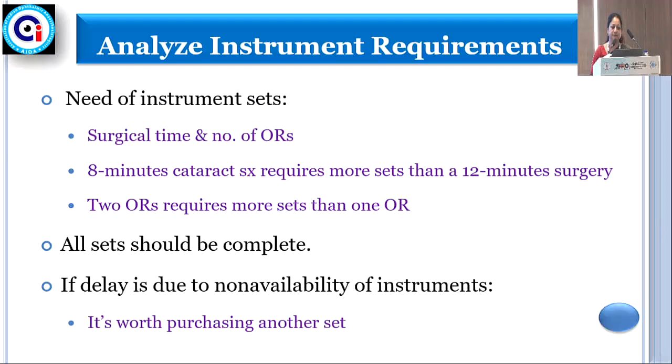Analyze the instrument requirement, because the need for instruments will depend upon the type of surgery. So an 8-minute cataract surgery will require more sets than a 12-minute surgery. 2 ORs will require more sets than 1 OR. And if there is delay because of the non-availability of instruments, it is worth purchasing another set. And all sets should be complete.